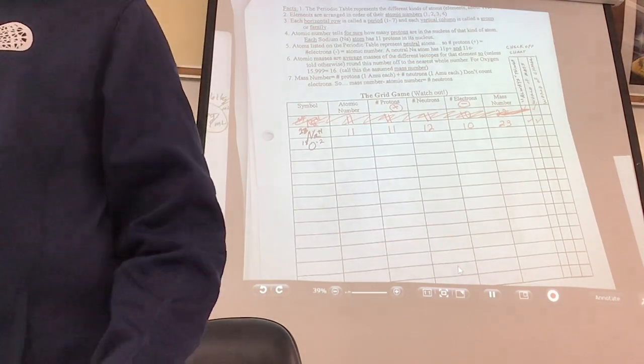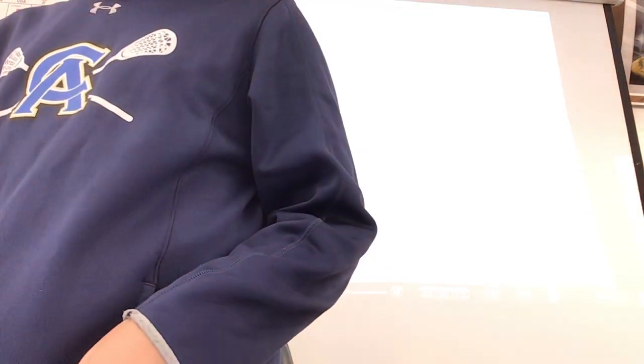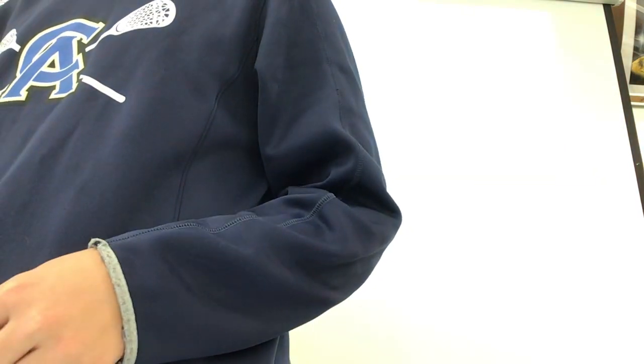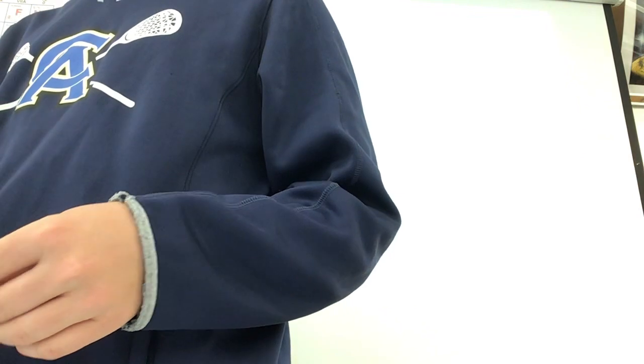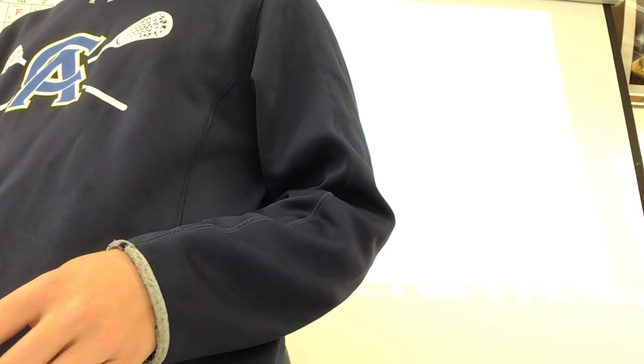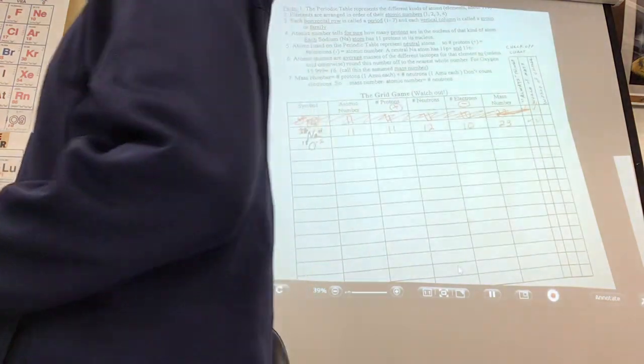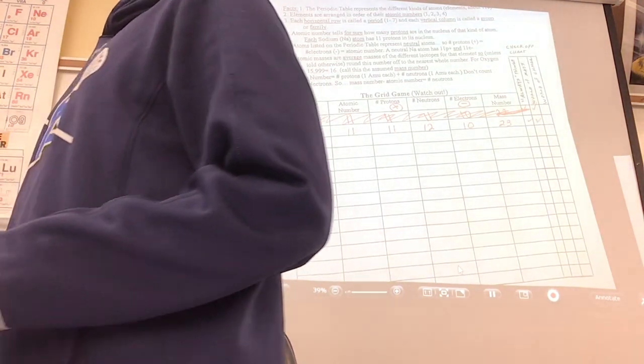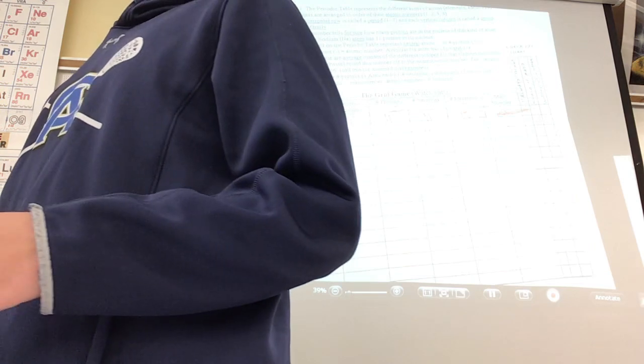So the atomic number would be 8. Do you guys agree? Why? Why is that? Because that's what's on the periodic table. There are lots of numbers on the periodic table. The atomic number has to do with the world of mass, and it's the number of protons in oxygen. How do you know that?